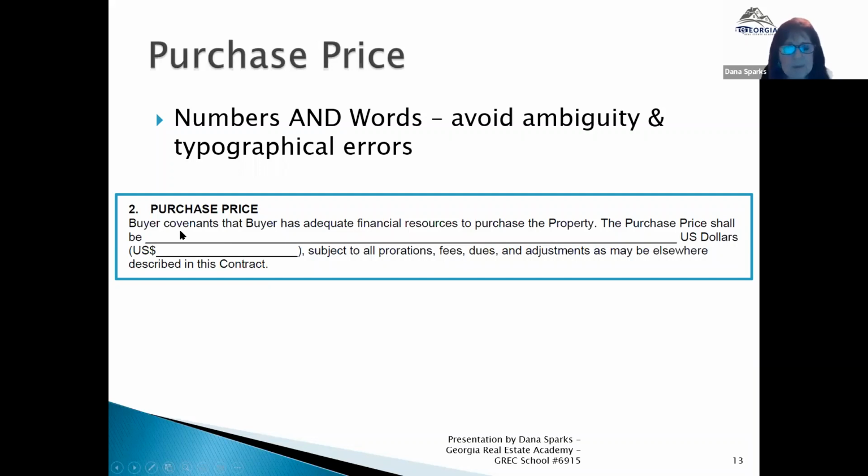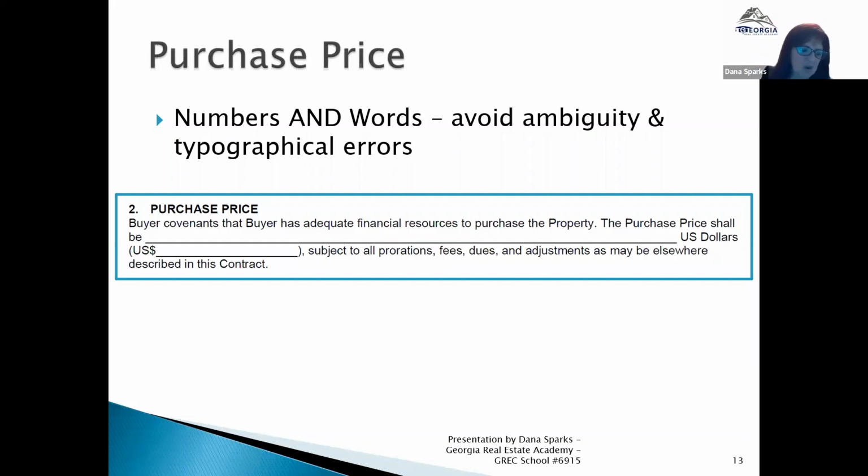So remember when we used to write checks? Some of you on this may not remember that, but some of you do. You used to write checks, and in this for the purchase price, for closing costs, and so forth, you are going to write it out in words and numbers so that there's no discrepancy.